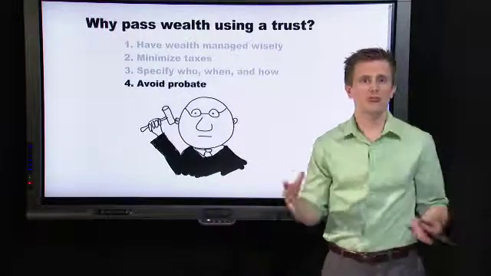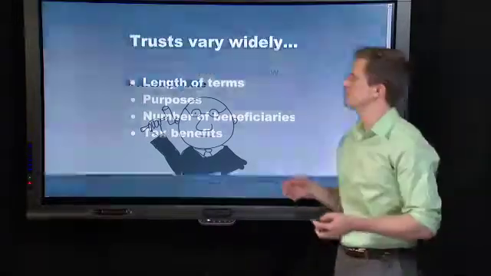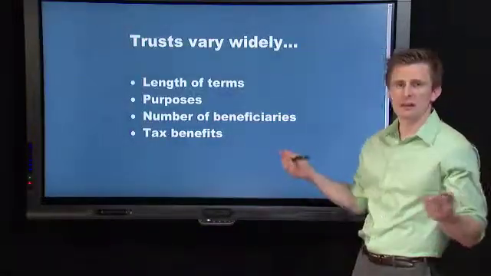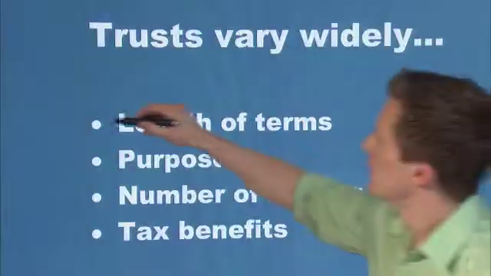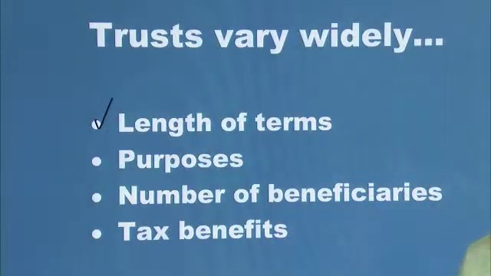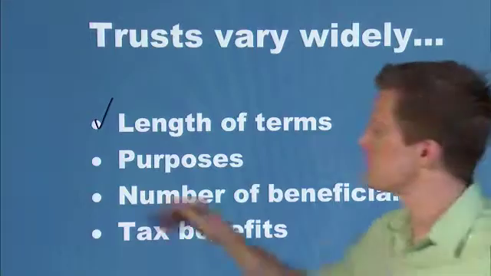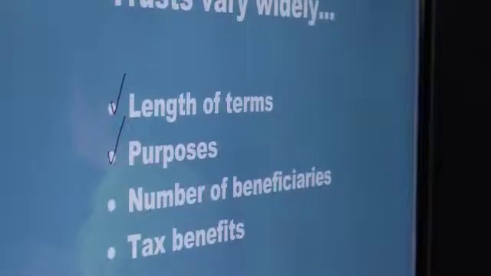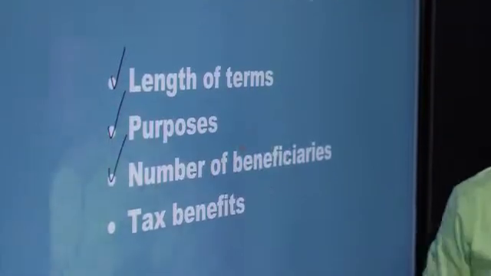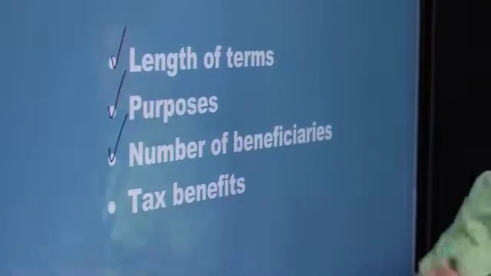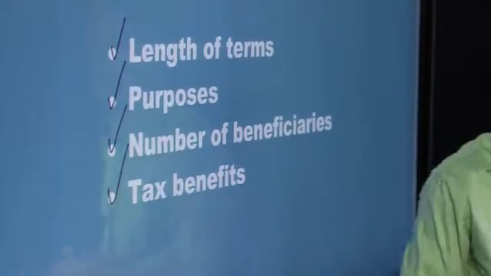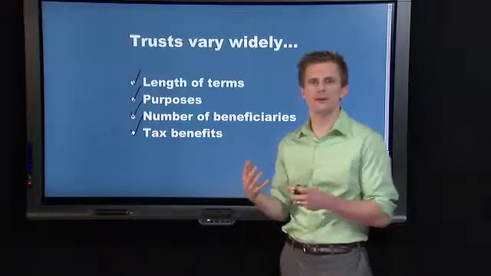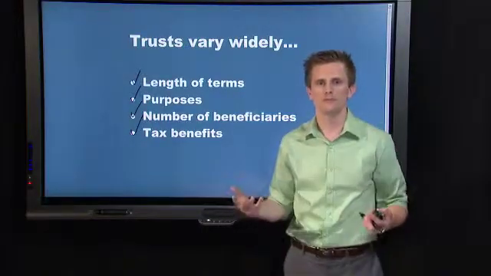So donors have a lot of flexibility in the types of trusts they can create. And that means if they want to, they can create trusts that have long terms or short terms. They can create trusts that have very specific purposes or unspecific ones. They can create trusts that have single beneficiaries or multiple beneficiaries. They can create trusts that have a host of different tax benefits. The point is, a trust gives you the ability to accomplish a wide variety of goals.